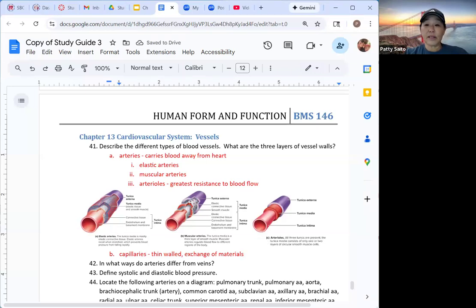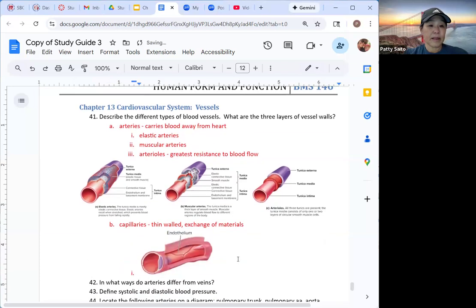Okay, and as I mentioned, they're thin-walled, and this is where the exchange of materials happens. Let me bring up a picture of a capillary. There's a little capillary. There's not a lot to it. They have the simple squamous epithelium, which we call the endothelium. So endothelium is the simple squamous epithelium. All right, and then we have a connective tissue covering. So we don't have smooth muscle there, and it's very thin, so it allows for exchange of materials.